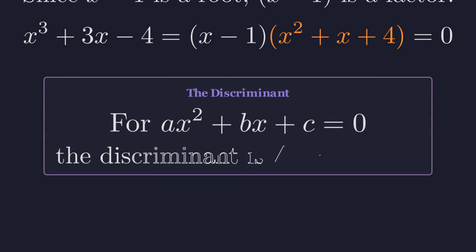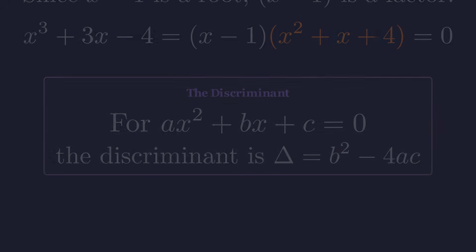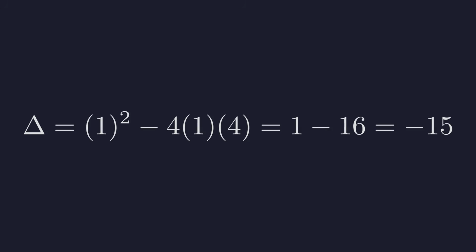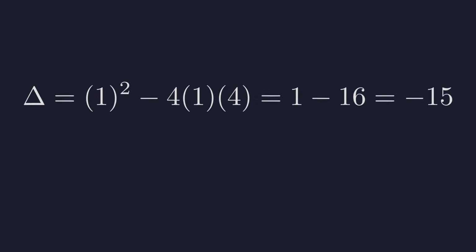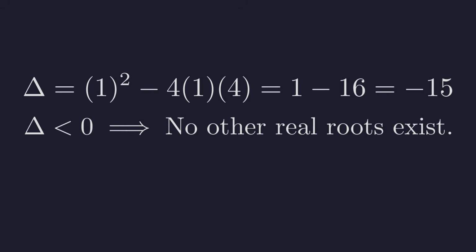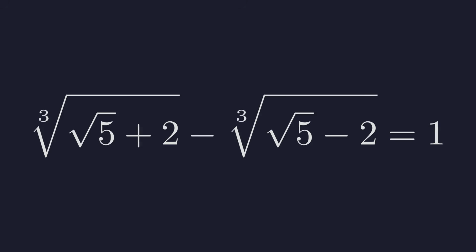The discriminant delta is equal to b squared minus 4ac. If it is negative, there are no real roots. For our quadratic, a, b, and c are 1, 1, and 4. The discriminant is 1 minus 16, which is negative 15. Since the discriminant is negative, the quadratic factor has no real roots. This confirms that x equals 1 is the only real solution. And so, we have our final answer. The value of that entire complex expression simplifies unbelievably to just 1.